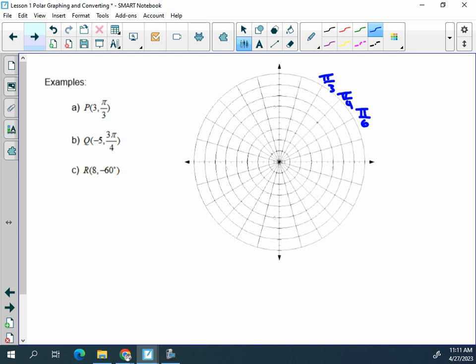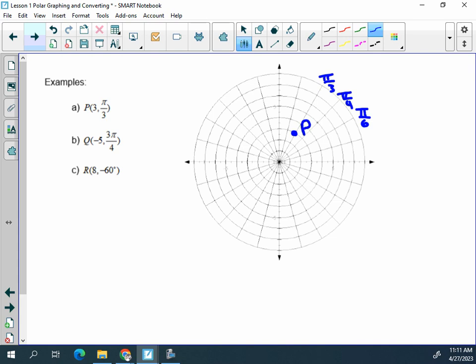So if we have P at (3, pi over 3), we're going to go to our pi over 3 angle, and then we're going to count 3 circles away. So 1, 2, 3 circles away. There we are. There's P.